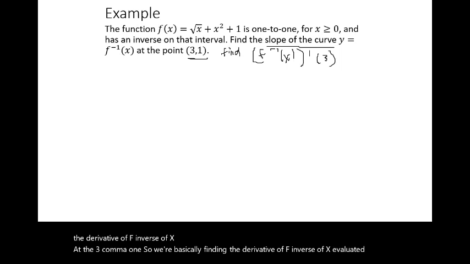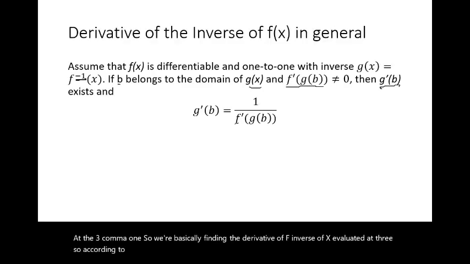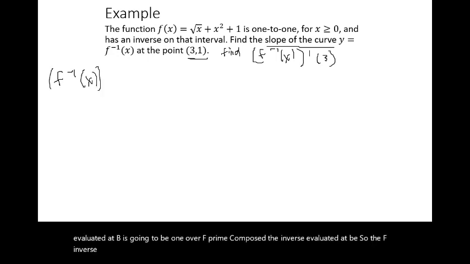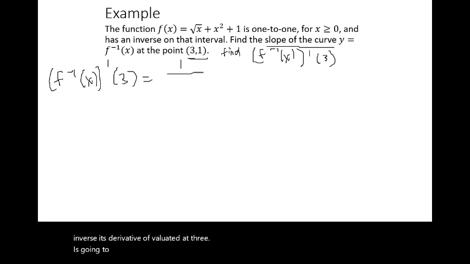So, according to the theorem that we just covered over here, the derivative of the inverse evaluated at b is going to be 1 over f prime composed with the inverse evaluated at b. So the f inverse, its derivative evaluated at 3, is going to be given as 1 over the composition of f prime composed with f inverse of 3.